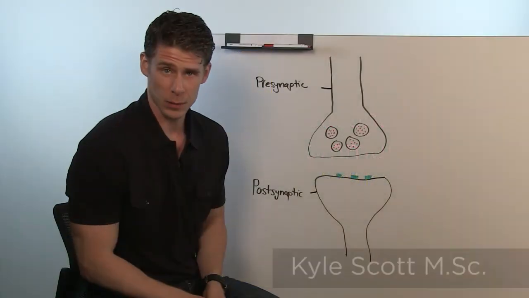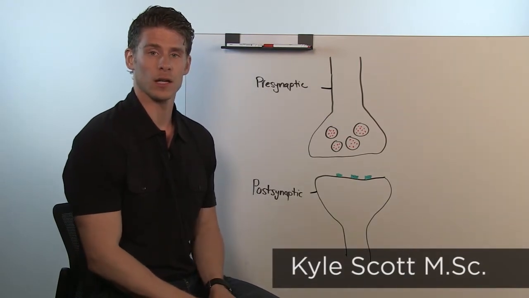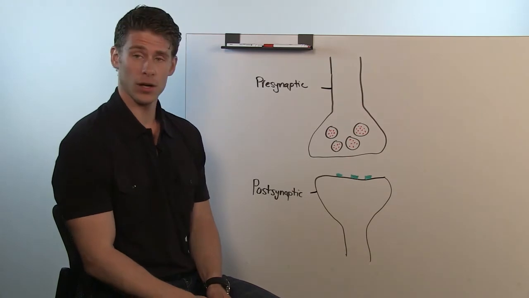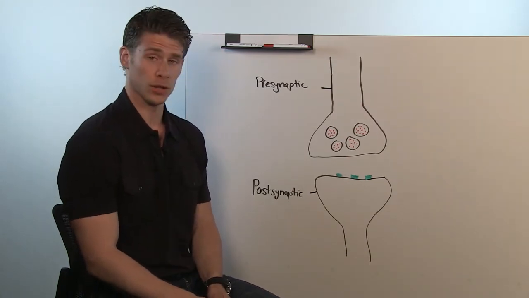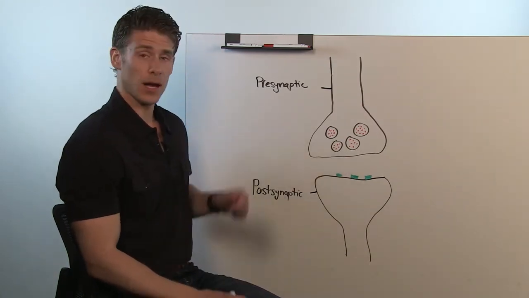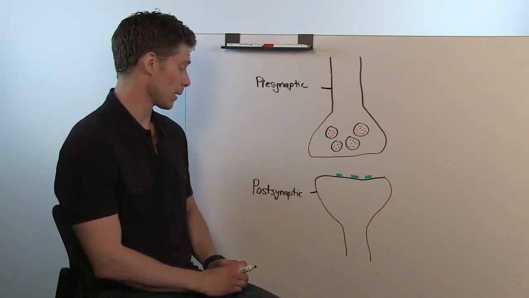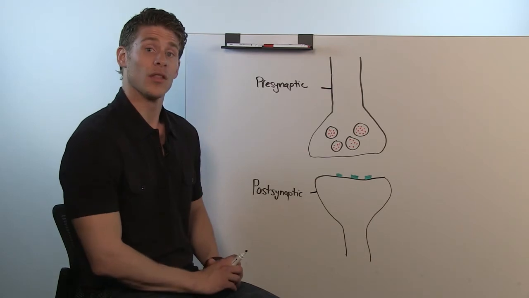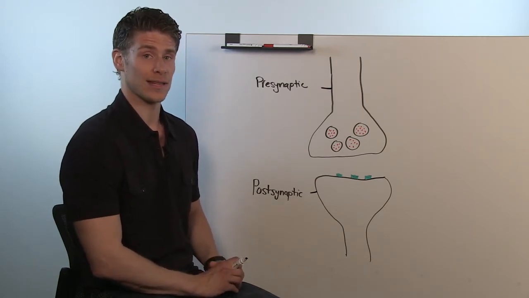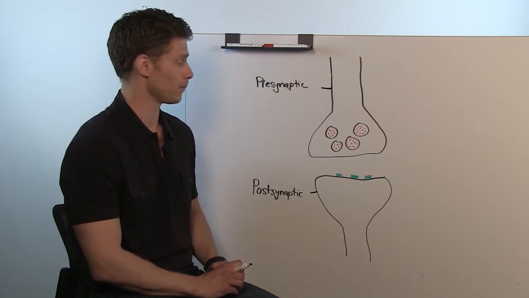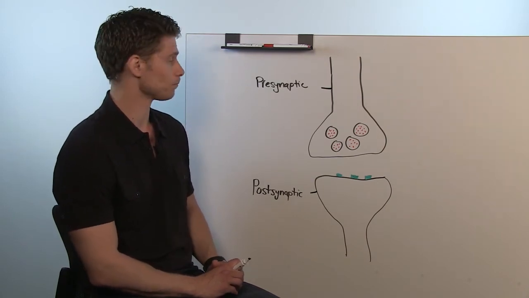Okay, so we talked about the action potential. Now let's talk about the communication between two different neurons. I've drawn on the board here two neurons. Up top, you can see the presynaptic neuron, and below, the postsynaptic neuron. Now, there are some really interesting things that occur in order for the communication between these two cells to happen. So let's take a look at those.